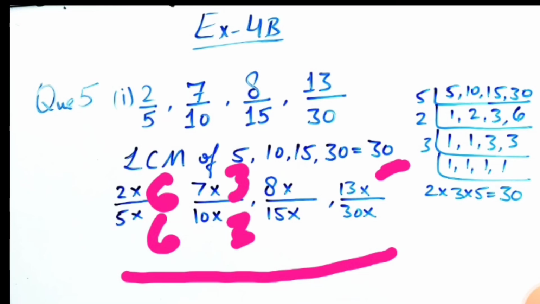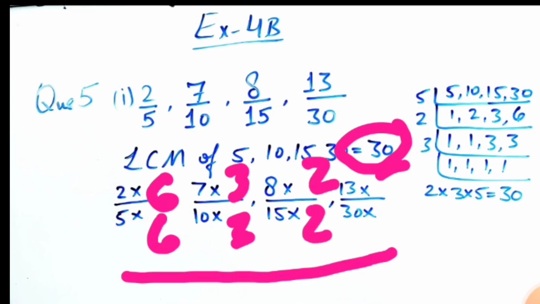15 how many times will be 30, so 15 two times, so the same 2 we will multiply with the numerator also. Now the next, 13 by 30, so 30 how many times is 30? 1 time, so the same 1 we will multiply with the numerator also.